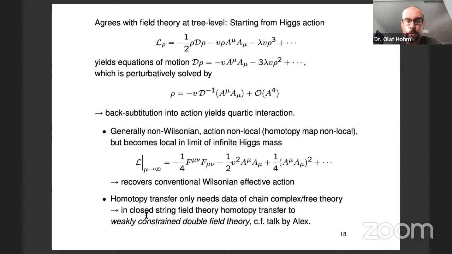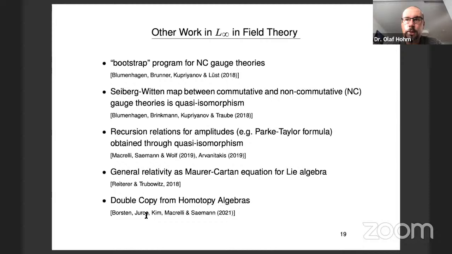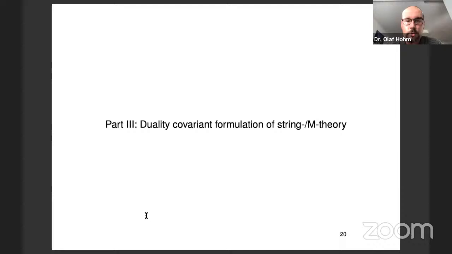Okay, so as anticipated, I'm already out of time. Here are just a couple of other papers on L-infinity algebras and field theory applications. I won't have time to say anything about that. And as expected, I have to skip the third part on duality covariant formulations. So let me just go to the conclusions.